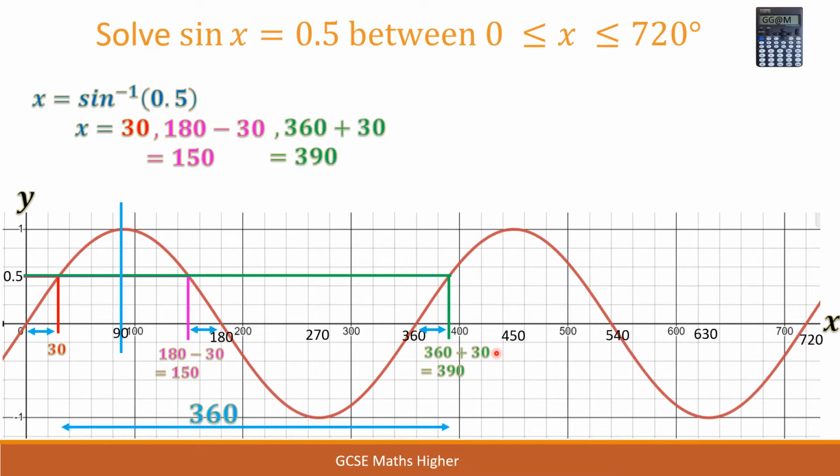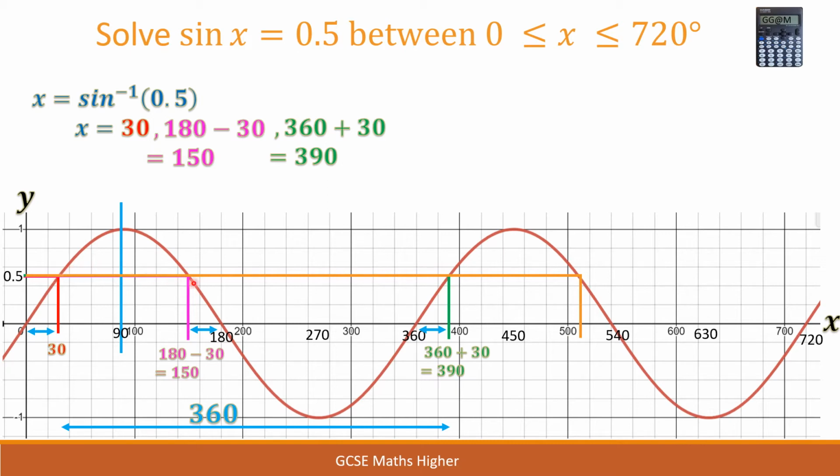Now you can see that the distance from this line here at 30 to the line where my third solution is has a gap of 360, and that's really important that we remember that the curve repeats every 360 degrees. To find the fourth angle, we're going to extend the line further. When the line hits the curve again, we're going to draw a line down, and this is going to be my fourth angle. These are all the 4 solutions.